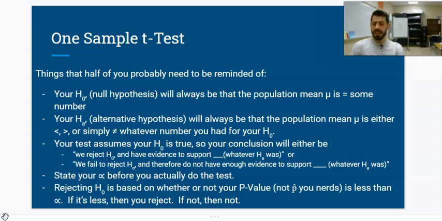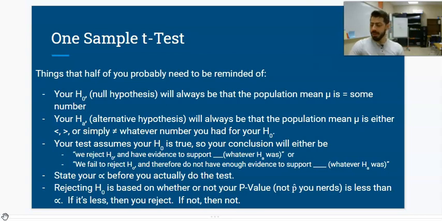When we perform the test, we are assuming that the null hypothesis is true, and therefore when we get our p-value and we compare it to our significance level, we'll either reject the null hypothesis, suggesting we have evidence to support whatever the alternative was, or we fail to reject the null hypothesis, meaning we don't have enough evidence to support whatever the alternative was.